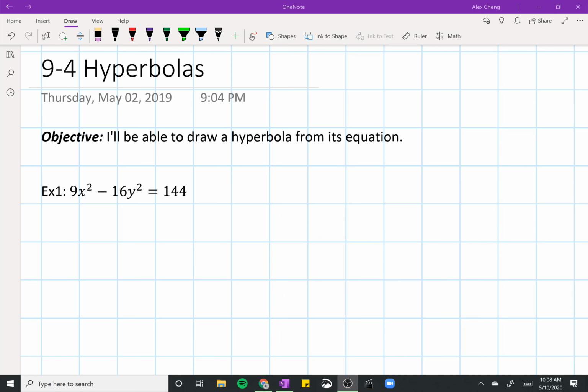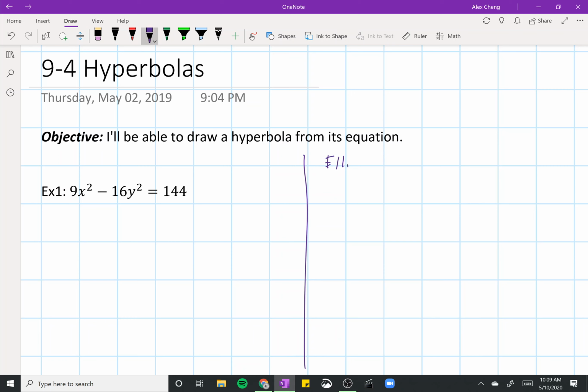Alrighty, so in this video we're going to take a look at hyperbolas and how to graph them. So first, let's look at this equation right here, and you'll notice that it actually looks very similar to the ellipse that we looked at in the last video, or several videos ago. So let's look at that ellipse equation first.